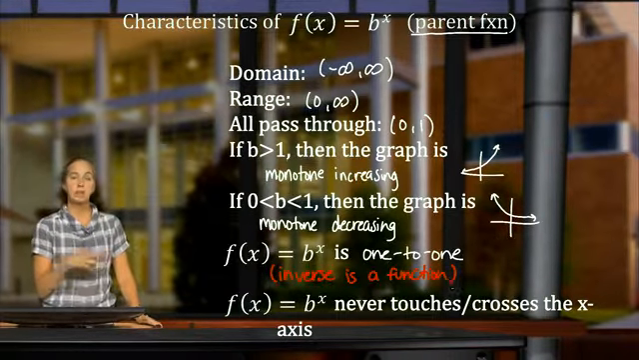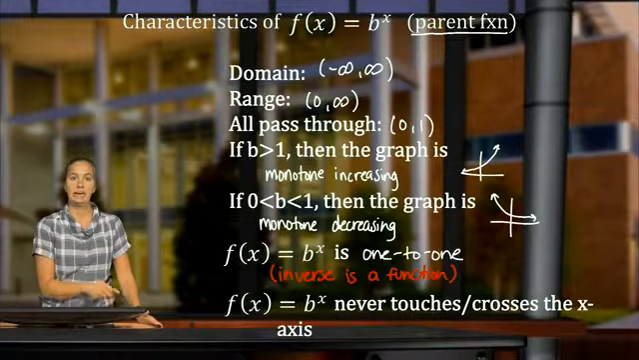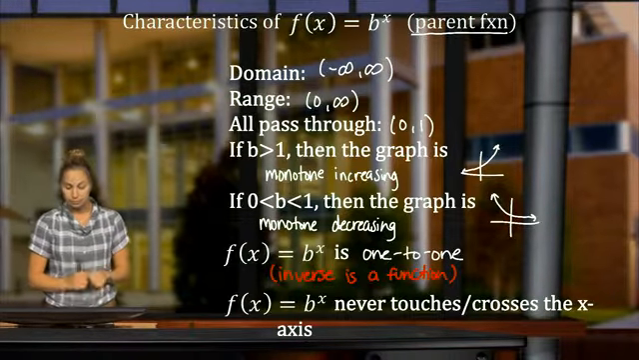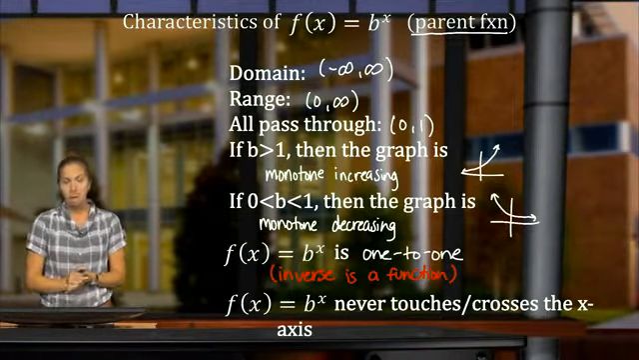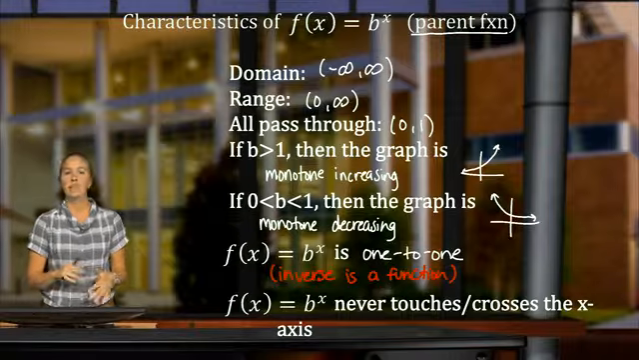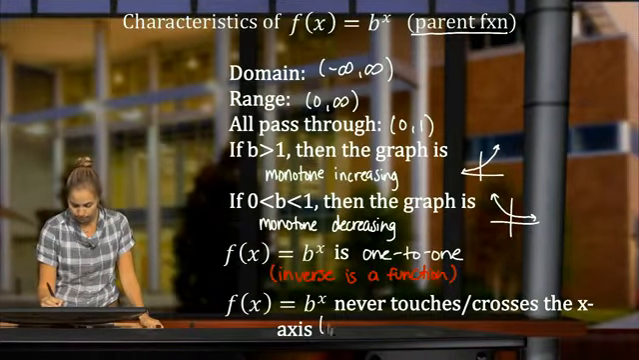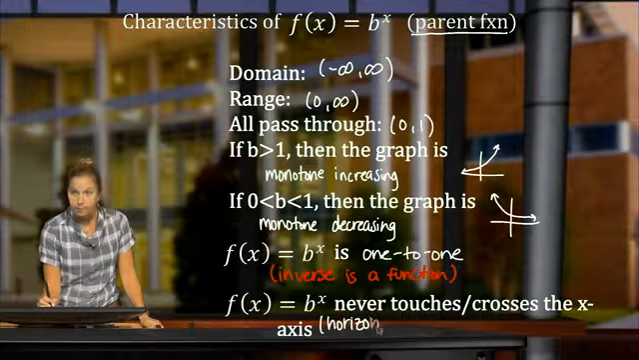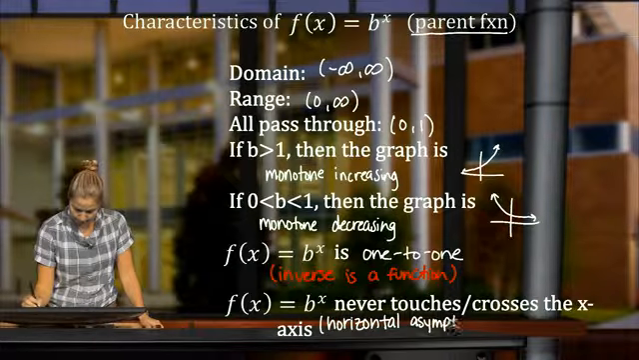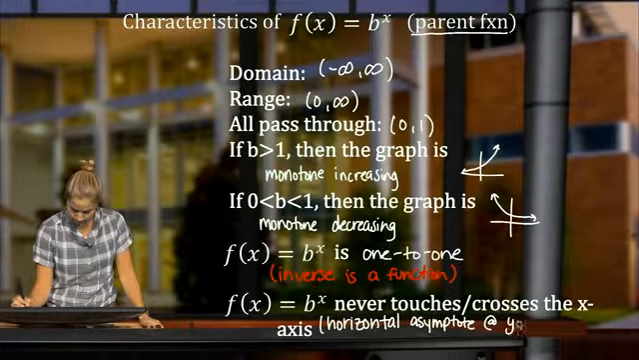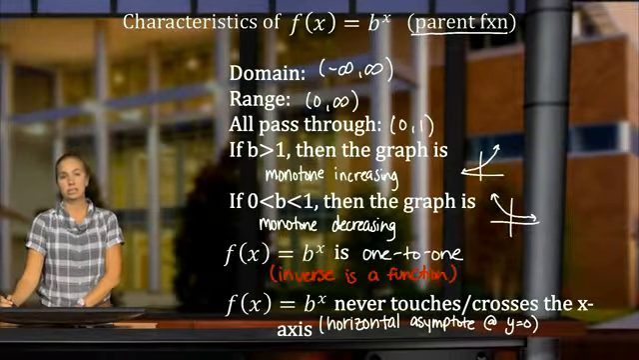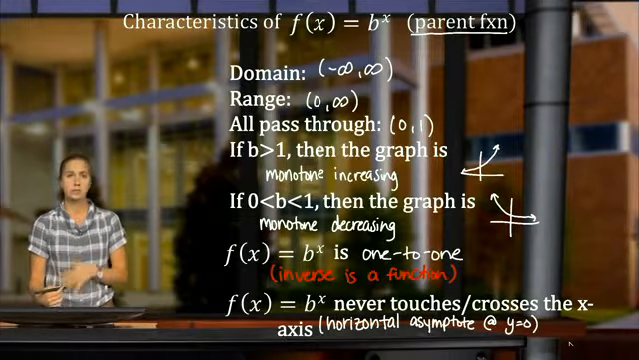We're going to talk more about what we are doing in Unit 2 with finding inverse functions, the relationship between domain and range of inverse functions in this unit. Also, f of x equals b to the x, that parent function never touches or crosses the x-axis. We have that horizontal asymptote at y equals 0. So again, these are the characteristics of just the parent function. We're not including any shifts or reflections.